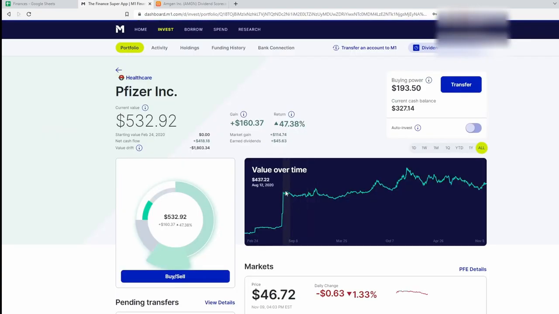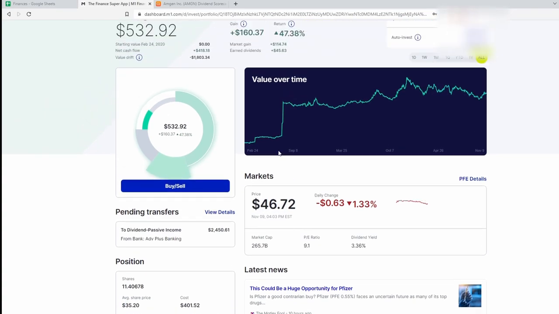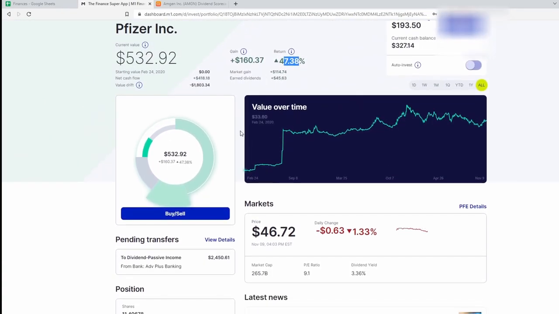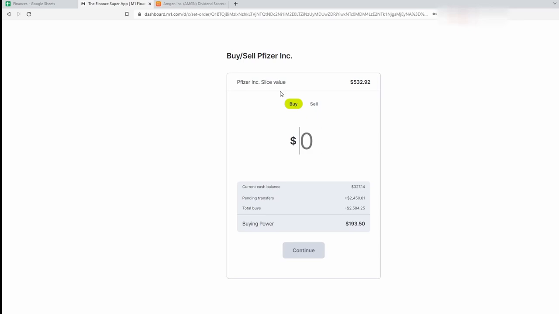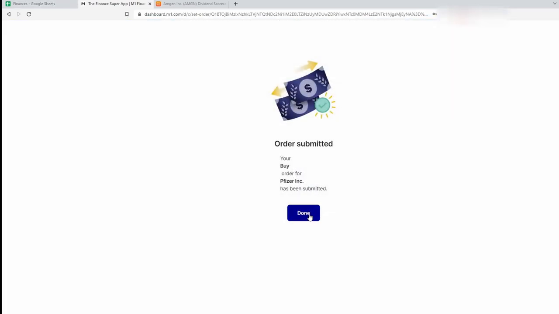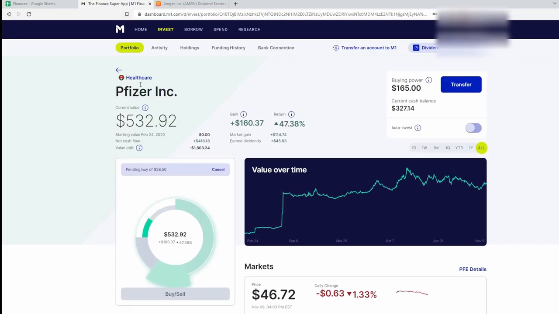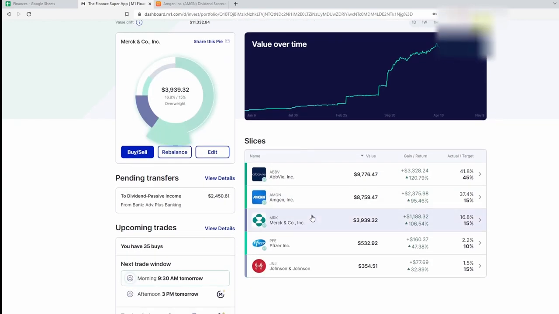Now we got Pfizer. Pfizer has been also doing pretty good: $35.20, current share price of $46.72, up 50% on it. That's actually not too shabby. So for Pfizer, $28.50. So let's do this, 28.5, very, very nice. And we're coming down to the wire here, guys. We're almost done with this video. I just realized it is 31 minutes long.